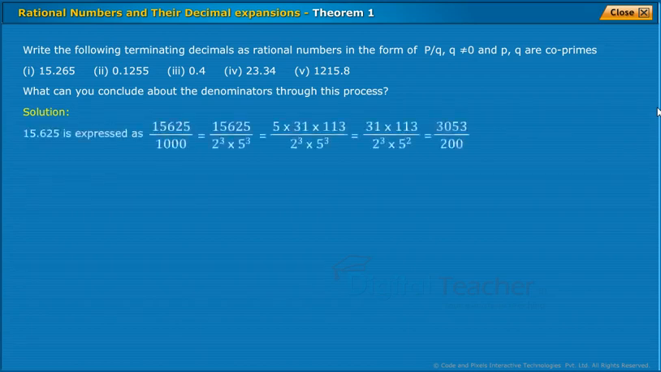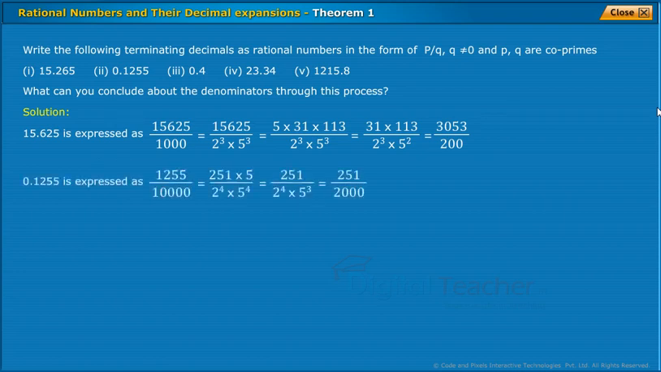Solution. Here, 15.265 is expressed as 15,625 by 1000, which is in turn expressed as follows. Similarly, 0.1255 and 0.4 are expressed as shown. We conclude that any rational number that has a decimal expansion which terminates is expressed as a rational number whose denominator is a power of 10, where 2 and 5 are the only prime factors of 10.